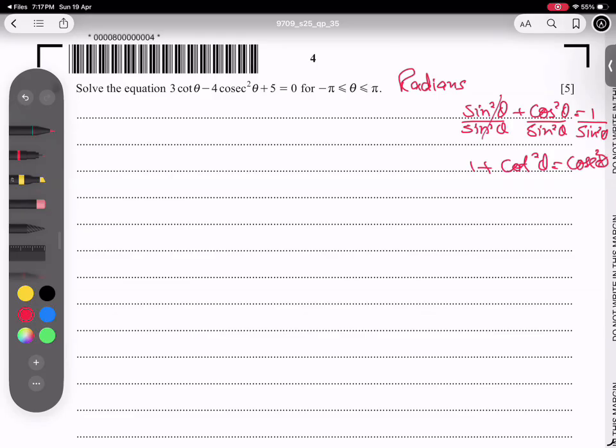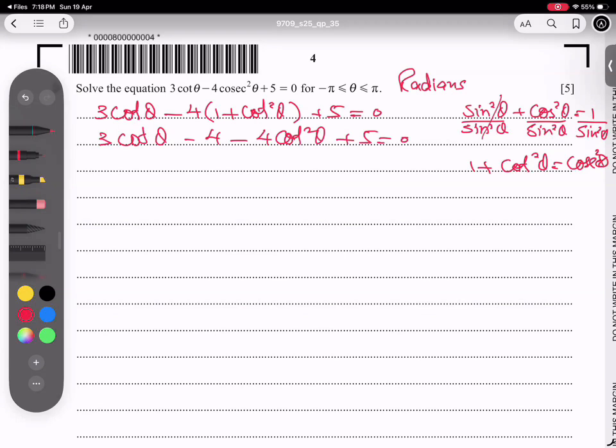I think the point is very clear. So I'm going to replace now. Two options we have, but I can replace this cosecant square, because here there is no square and cot, that is why. So 3 cot theta I'm leaving as it is, and cosecant square I'm replacing by 1 plus cot square theta, plus 5 equals to 0. Okay, now students, what to do? Yes, correct. 3 cot theta minus 4 cot square theta plus 5 equals to 0.